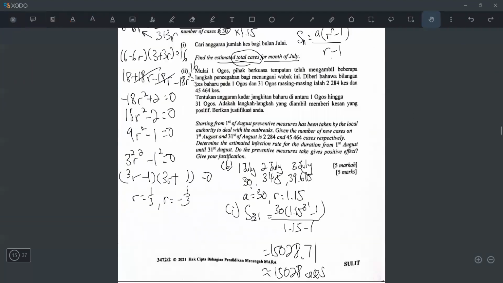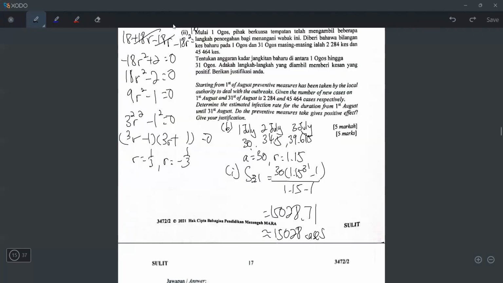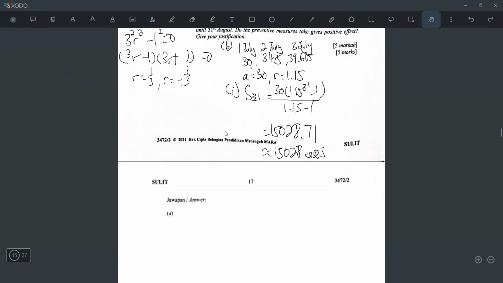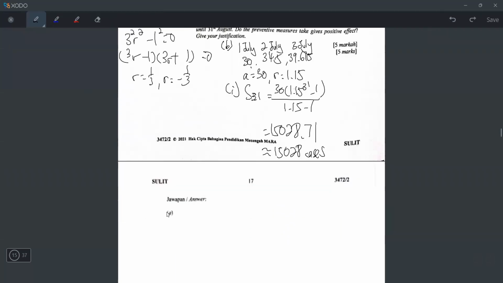Okay, but question number 2, starting from 1st of August. 1st of August it means July finished already. Okay, now it's August. Preventative measures have been taken by the local authority to deal with the outbreaks. Okay, means in July, the cases start at 1st July with 30 cases, and then it keeps increasing by 15%. But starting from August, the government starts to implement the MCO already. For example.